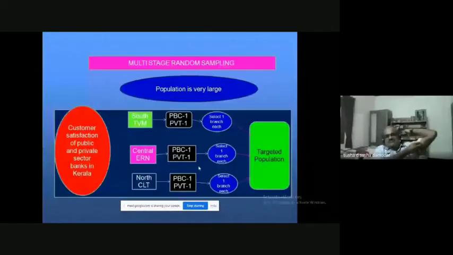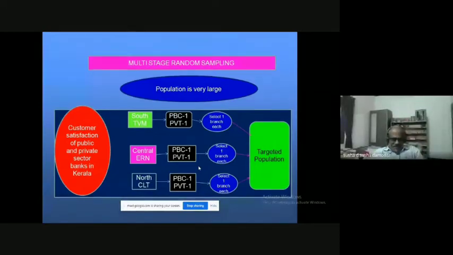Again, multi-stage random sampling. Condition: the population is very, very large. Say, for example, customer satisfaction of public and private sector banks in Kerala. A large number of banks are functioning in our state. They have a large customer base. The population is very, very large. Our sample size we determined, if we fixed, is 900.